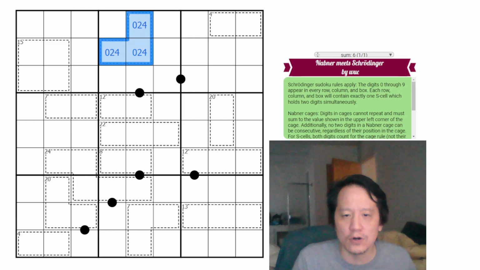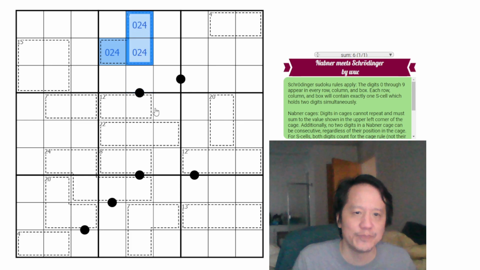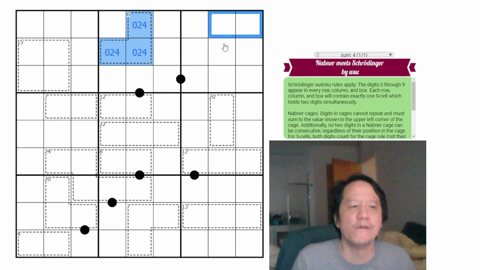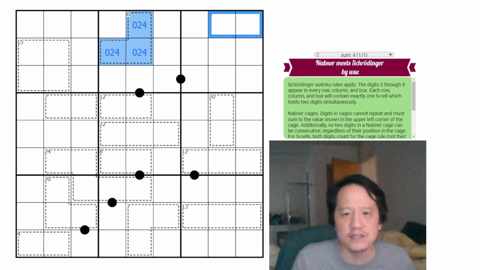So these are all non-Schrödinger because it cannot be a Schrödinger, because there's no Schrödinger that adds up to 4. That would be 3 digits that are non-consecutive. So these also cannot be Schrödinger. So similarly, this can't be either.